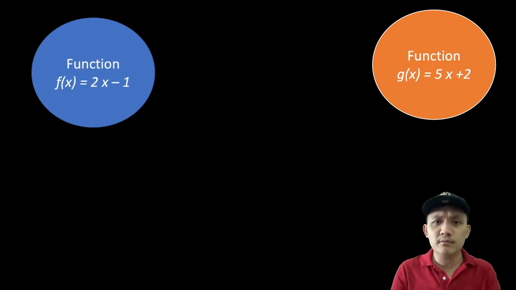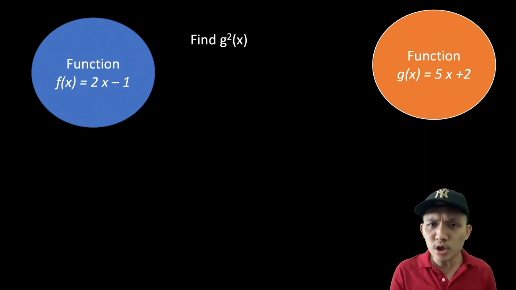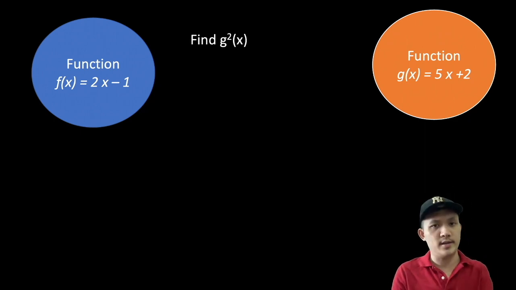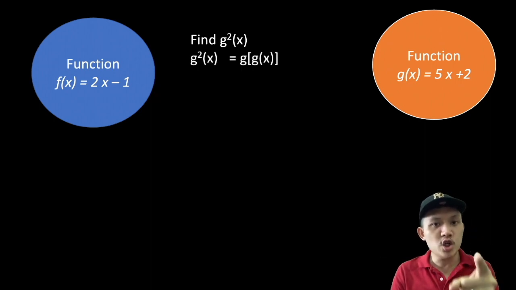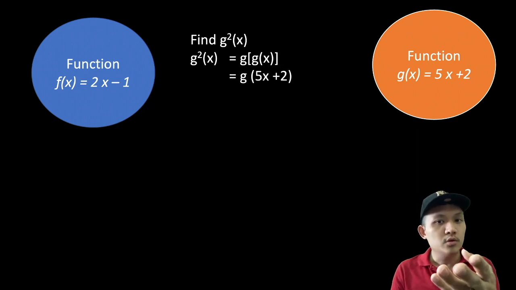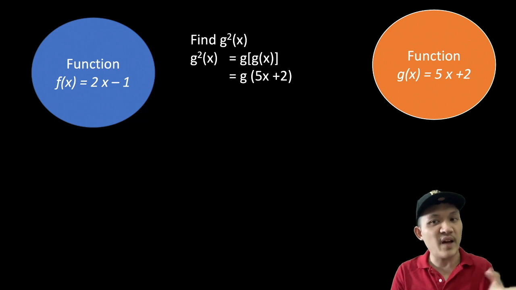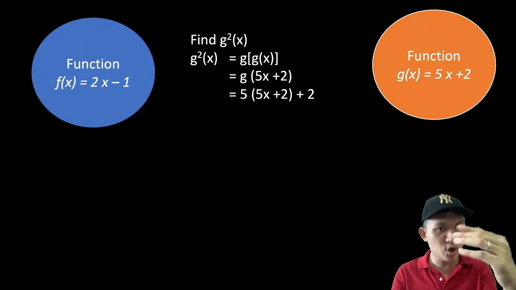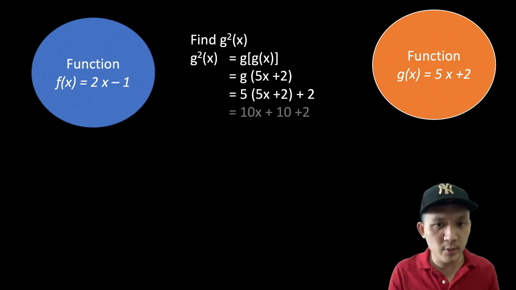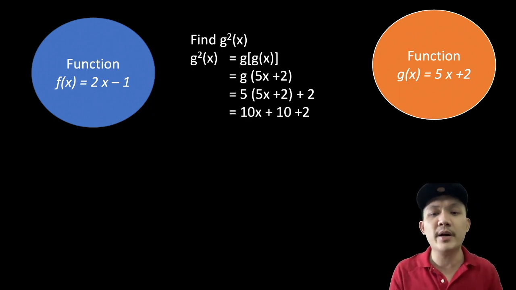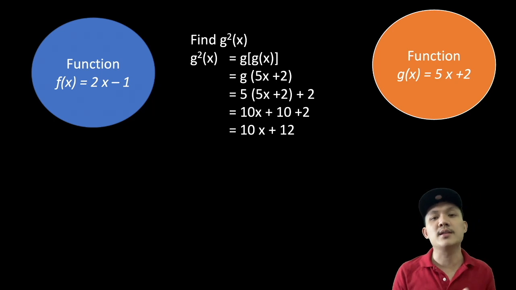And we have the next one, g squared x. What is g squared x? Is it g(x) times g(x)? No. It's basically g in terms of g(x), so g in terms of 5x plus 2. Instead of putting 5x plus 2, we replace the x with 5x plus 2 now. And here we go. Expand the bracket, and there is the answer.